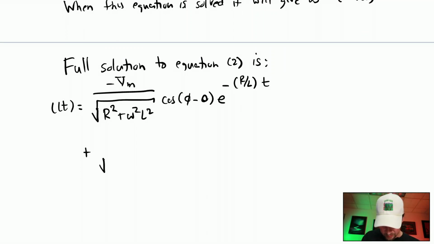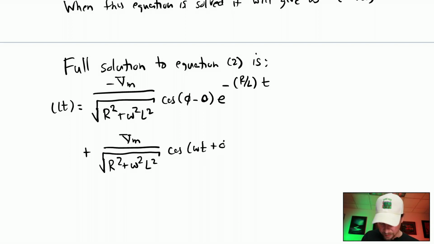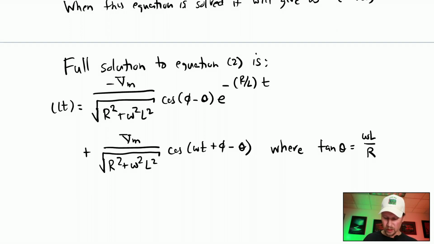Plus the same fraction, like this, except separated by a plus sign. So we have V sub m divided by the square root of r squared plus omega squared L squared times the cosine of omega t plus phi minus theta. And this theta is related to some of the physical parameters in the following manner: the tangent of theta is equal to omega L over r, right?